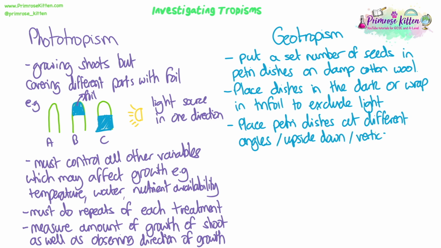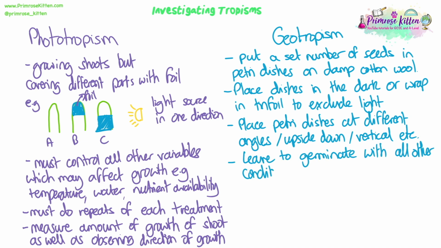Then you need to place the Petri dishes at different angles. This could be on different blocks, taping them upside down, taping them to something that's vertical. Then you need to leave them to germinate with all other conditions exactly the same. So there should be no light for all of them. They should have received the same volume of water. There should be the same time, same temperature.